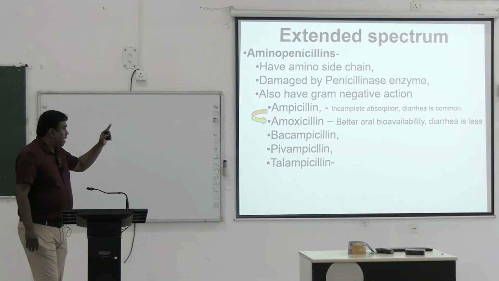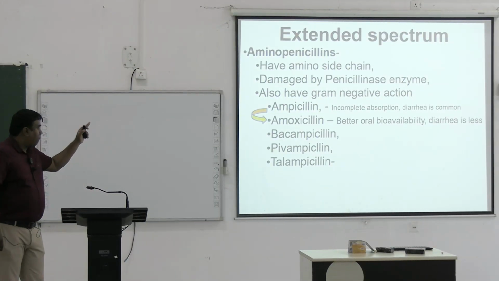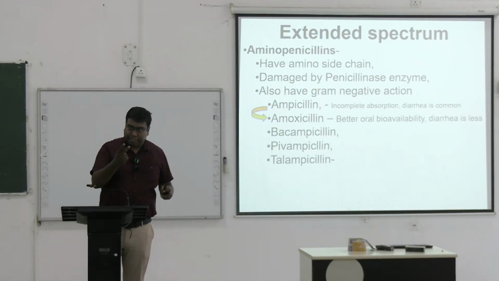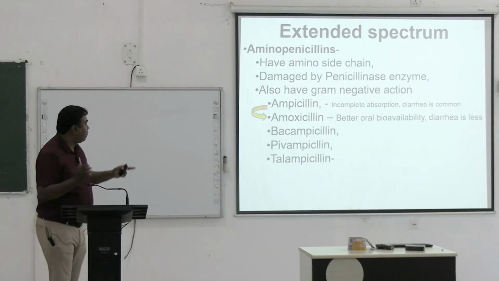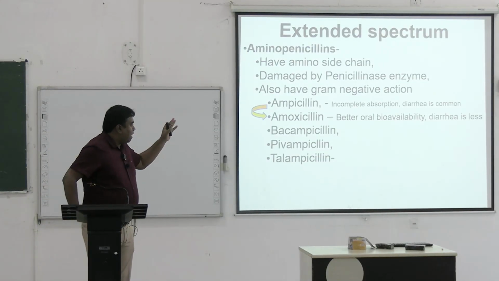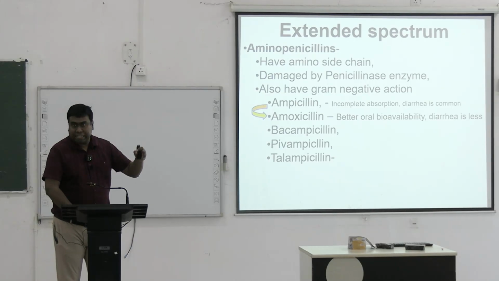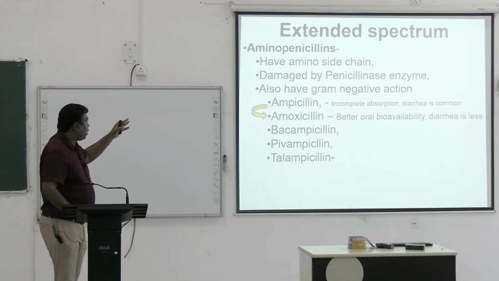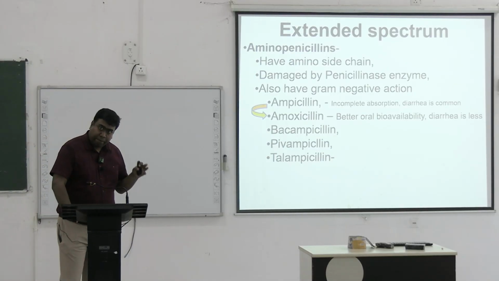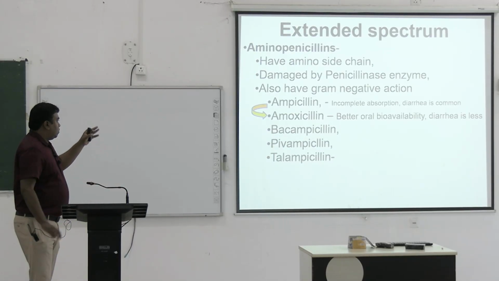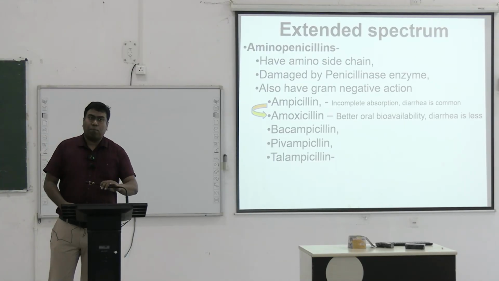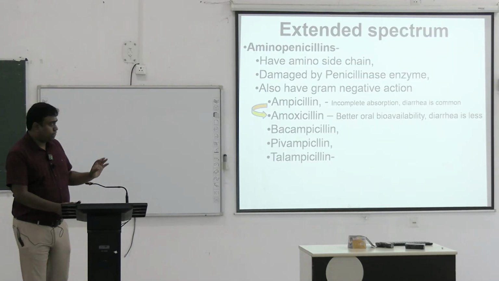Amino side chain, Aminopenicillins, they have two advantages. One is they cover gram negative, and they are acid resistant also, but they are not effective against penicillinase enzyme. They can be broken down. Among these, Ampicillin and Amoxicillin produce a common side effect, diarrhea.